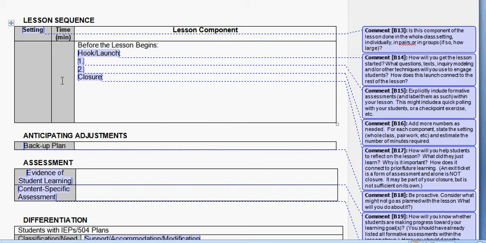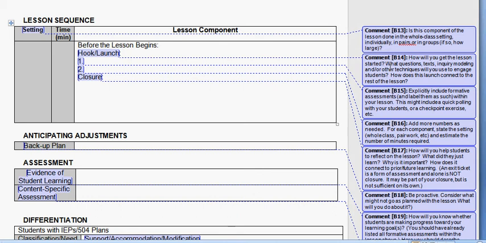Okay, now for the actual lesson plan, and there's a slight modification for math and maybe other subject areas where you might have a warm-up or something on the board before the lesson begins. So I have that there, but you may not need that. But where you really start the lesson is that hook or that launch or the initiation or whatever you want to call it.